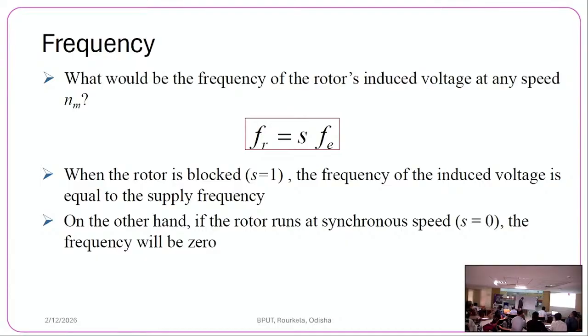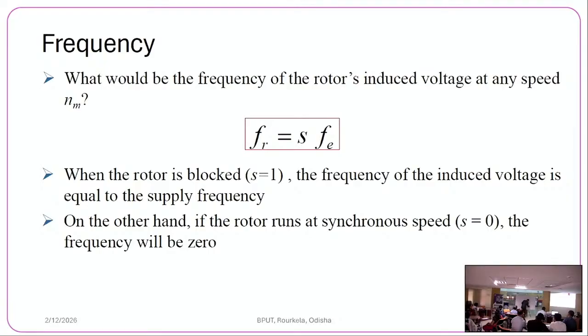Mechanical speed is not NR. I have used it sometimes because different books use different symbols. What I am writing is Fr for the rotor frequency, and corresponding to Fr, NR is defined by this. This is the average speed of the rotor MMF with respect to the rotor. Mechanical speed, when I say mechanical speed, is this.